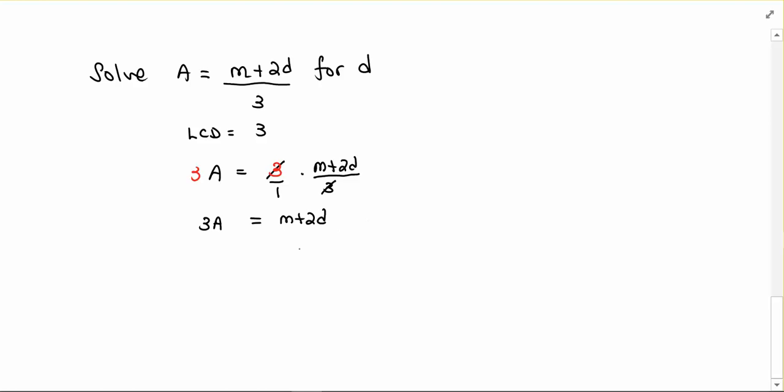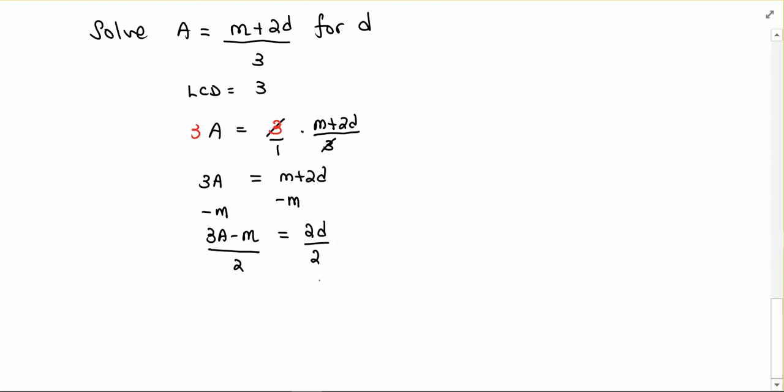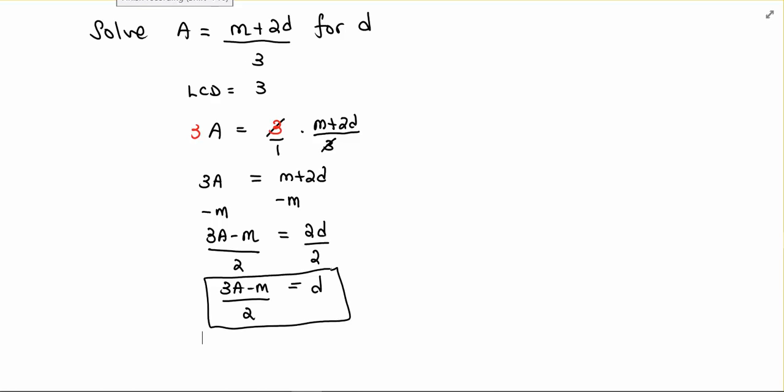Now to solve for the D, I could subtract M. So I get 3A minus M is equal to 2D, and then divide by 2, and I get D equals (3A minus M) over 2. And that's how you solve for D. So we don't have to know the formula. In this example, we don't know what the formula is, but we can still do the problem. All right, that's it for this section.